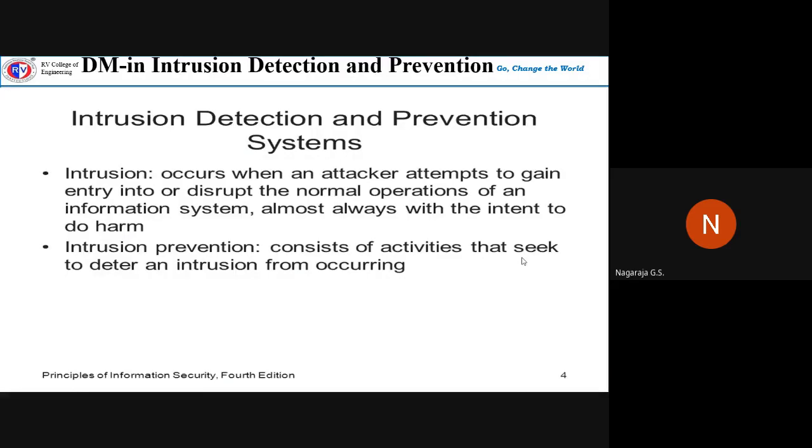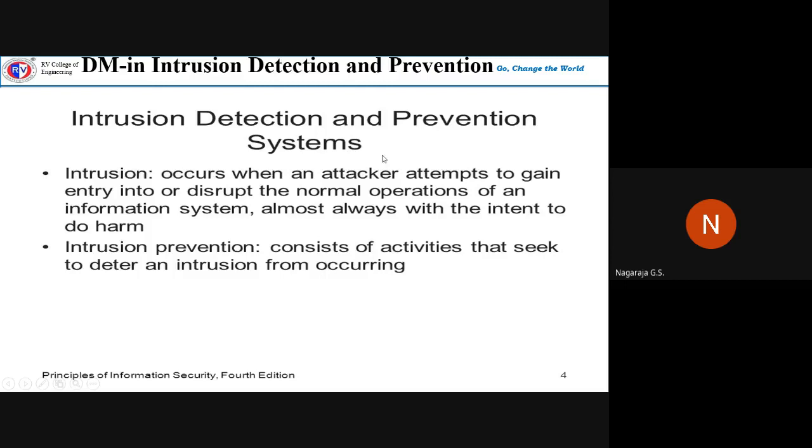That's one thing. Then moving on to another part, the intrusion detection and prevention system, which I think all of you are very familiar with. An intrusion occurs when an attacker attempts to gain entry into the network or disturb the normal operation of the information system, almost always with the intent to do harm. When you are doing normal operations, the intruder may enter your network and disturb your process of operations.